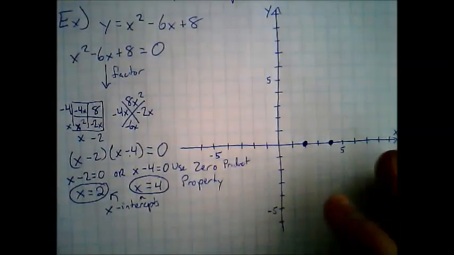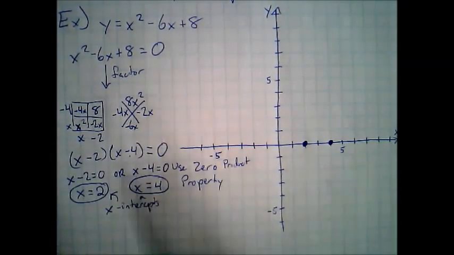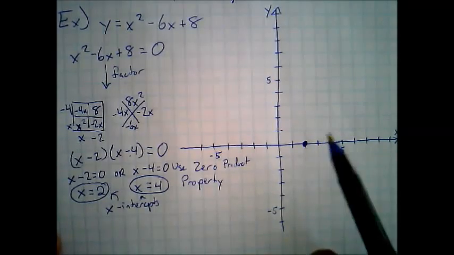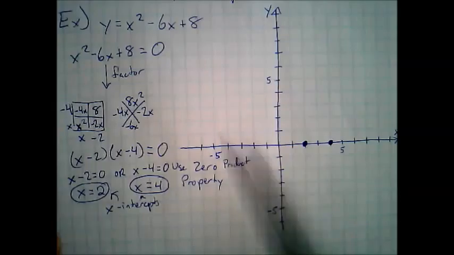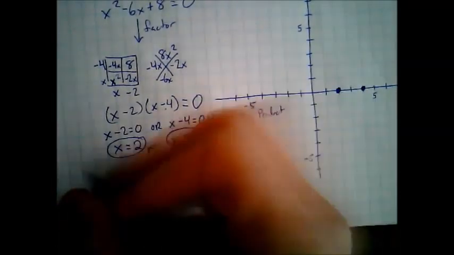Now that seems like it took a lot of work, but again, factoring is something we're good at doing, and the zero product property is a very simple idea to understand. We have the product that equals 0, so either one of the factors has to equal 0. So now let's go on to finding the vertex.